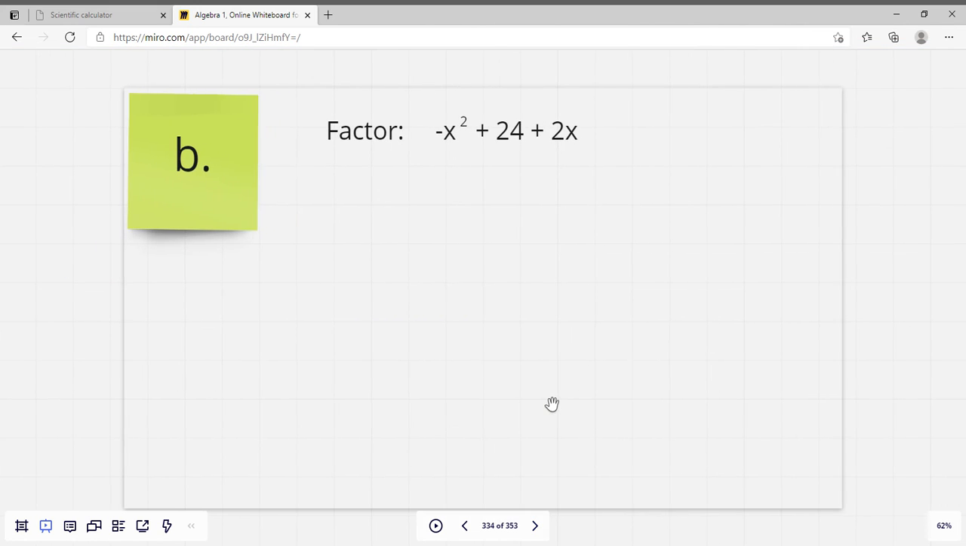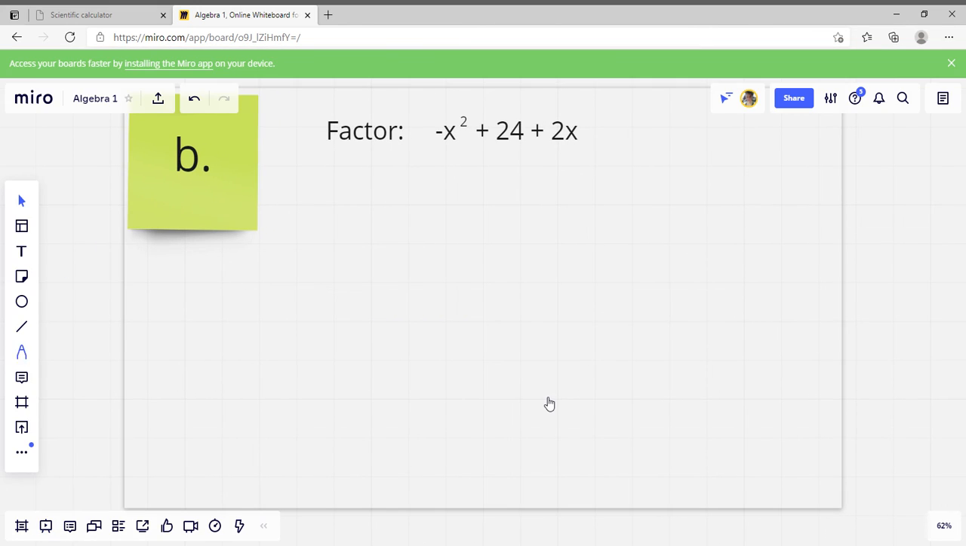Alright, this one we're going to have to pull out that negative. And it's not arranged in the right order. So first I'm going to put this in the right order. Now it makes more sense. We want descending order of the variables. We're going to have to pull this negative out. That's going to change all the signs in here. That one becomes positive, that becomes negative, and that becomes negative.